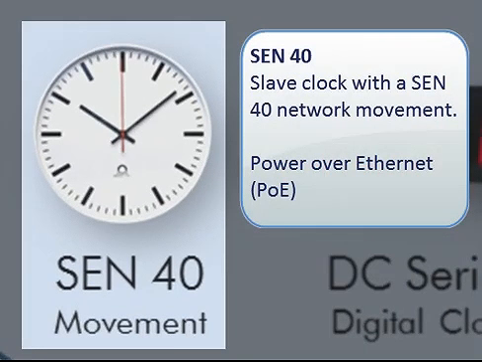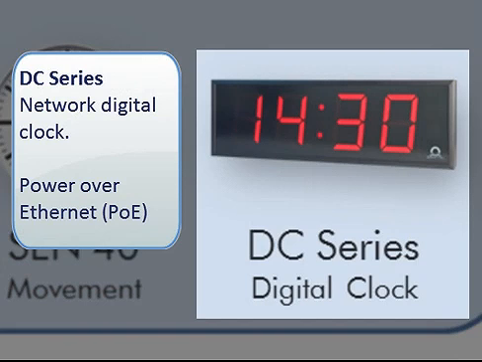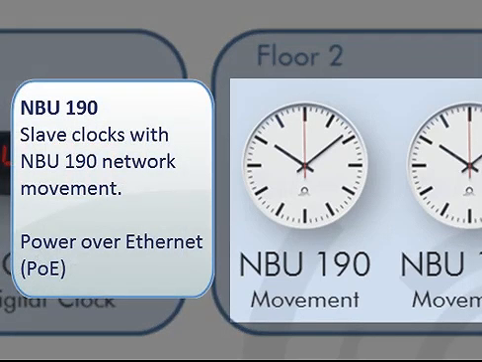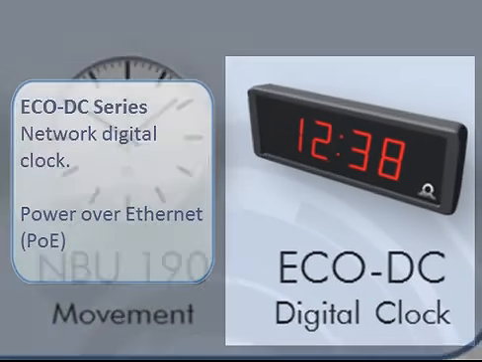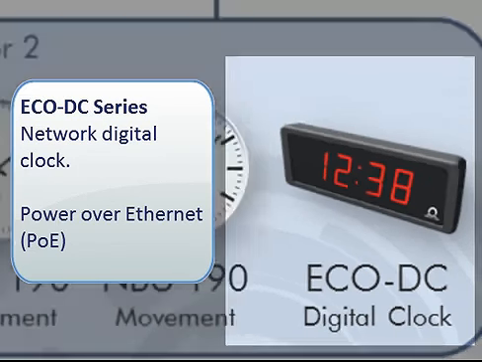SEN40, slave clock with a SEN40 network movement. Power over Ethernet, PoE. DC series, network digital clock. Power over Ethernet, PoE. NBU 190, slave clocks with the NBU 190 network movement. Echo DC series, network digital clock.